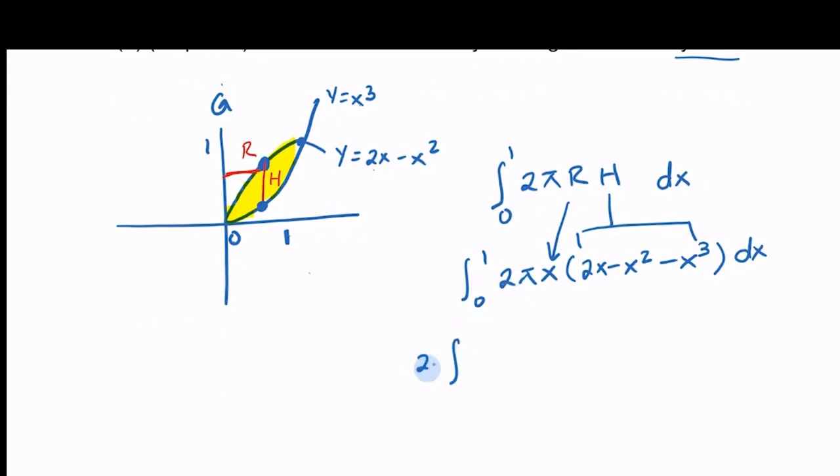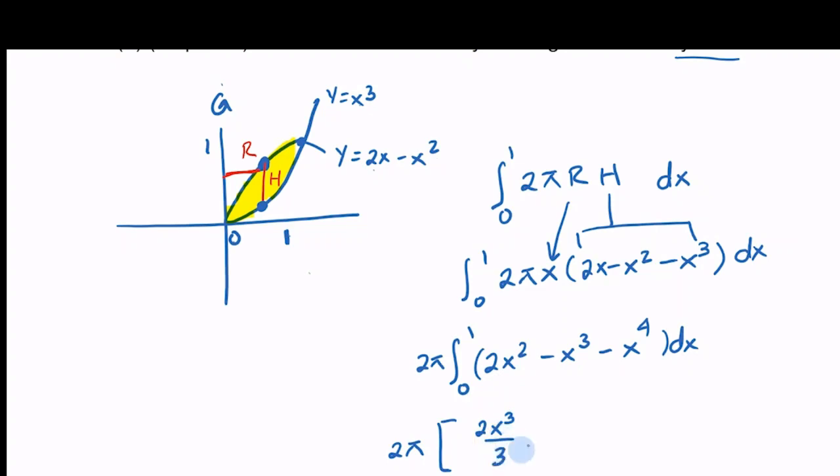So the 2 pi will pull out as a constant. We have a 0 and a 1. We multiply the x in, so we get 2x squared minus x cubed minus x to the 4 dx. The 2 pi is going to remain. The antiderivative of this will be 2x cubed over 3 minus x to the 4 over 4 minus x to the 5 over 5, evaluated from 0 to 1.